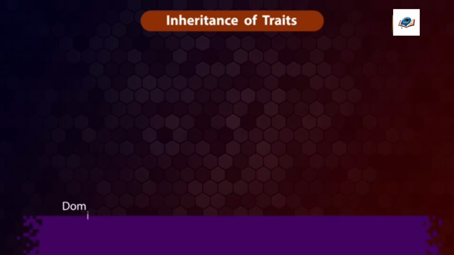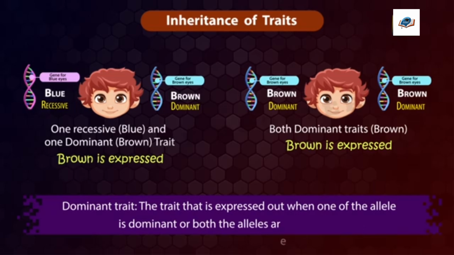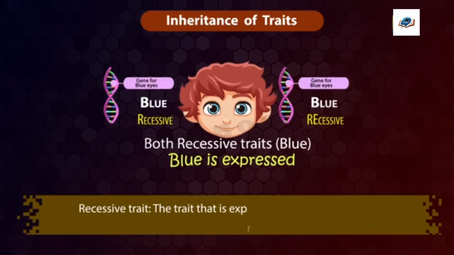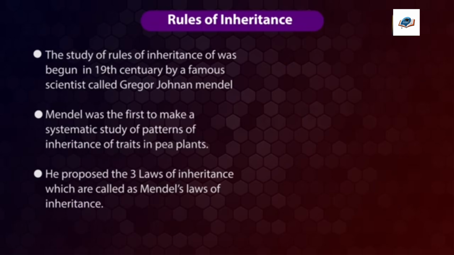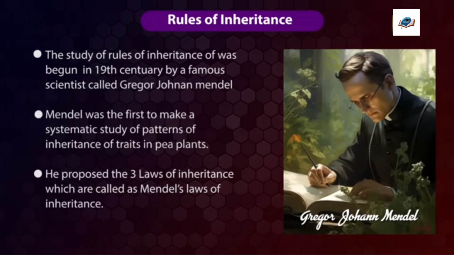Dominant trait. The trait that is expressed out when one of the alleles is dominant or both the alleles are dominant. Recessive trait. The trait that is expressed out when both the alleles are recessive. This is the basic idea of inheritance of traits. The study of rules of inheritance was begun in the 19th century by a famous scientist called Gregor John Mendel. Mendel was the first to make a systematic study of patterns of inheritance of traits in pea plants.